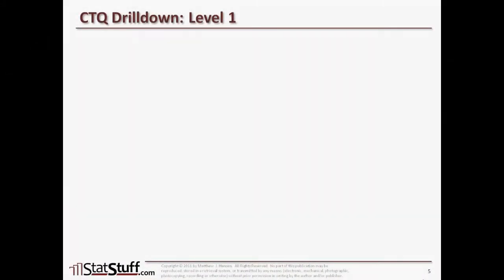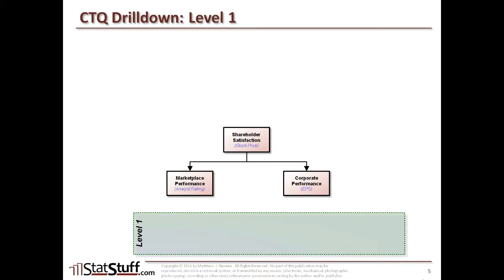Now let's dive into what I call the level 1 CTQs of the CTQ drill down. As we drill down into this level 1, what we're really saying is that we're going to take the marketplace performance and the corporate performance and drill those down a little bit further to explore what the CTQs are for those specific areas. So let's start first with the marketplace. What are the CTQs for the marketplace?